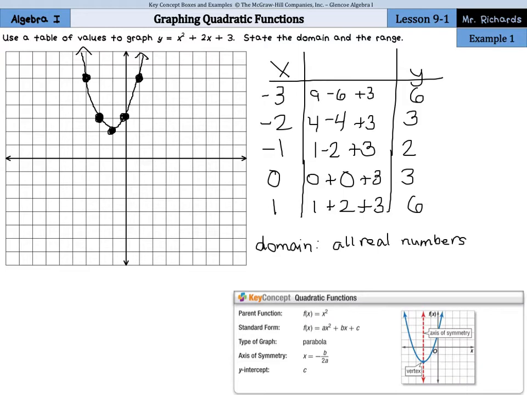And our range, the range is a little different. The range are our values of y. Well, we certainly have a minimum here. We have a minimum of 2. And so our range is going to be pretty much all numbers. So we'll say all numbers for y, as long as y is greater than or equal to that 2.